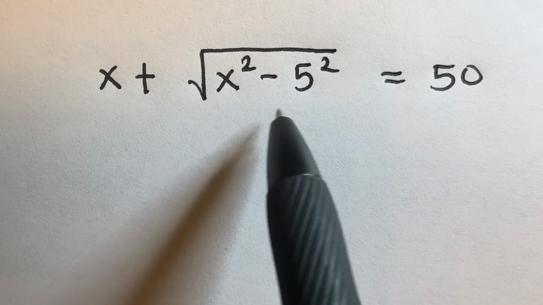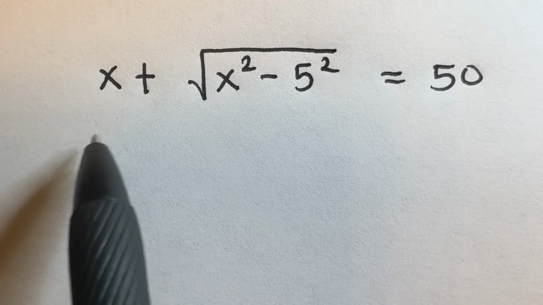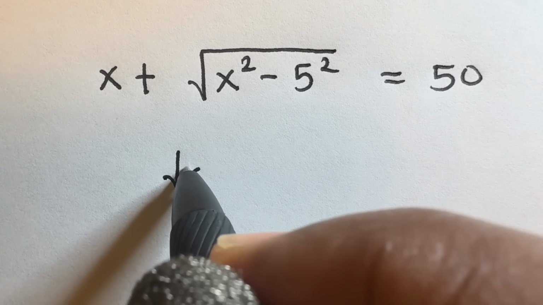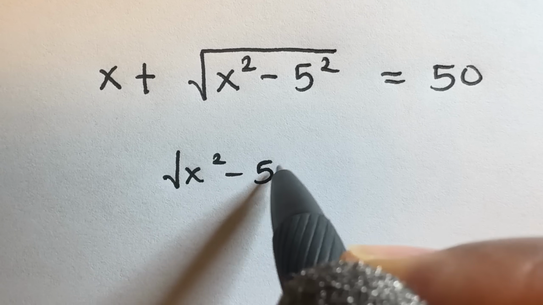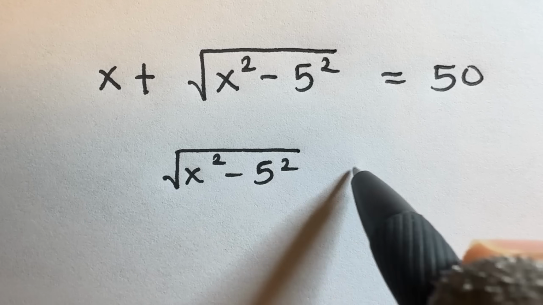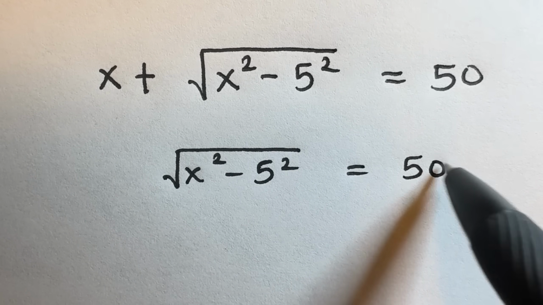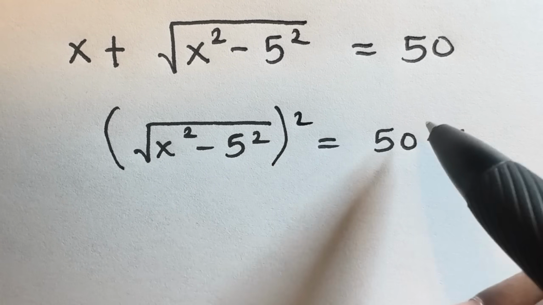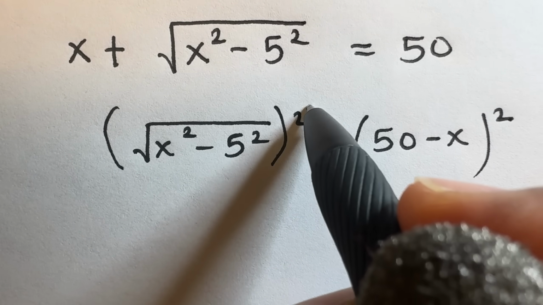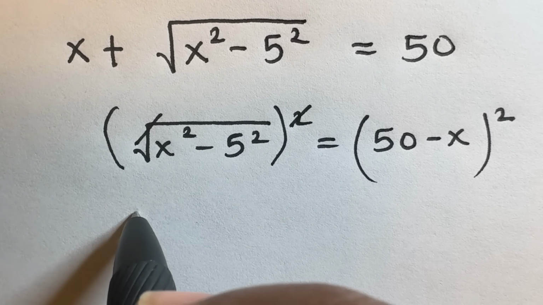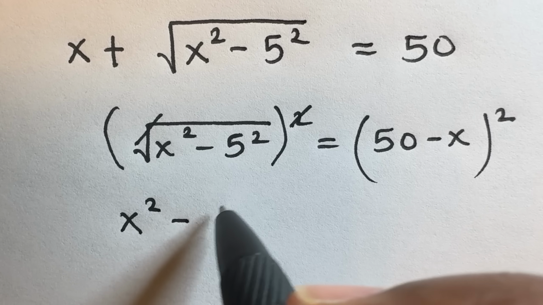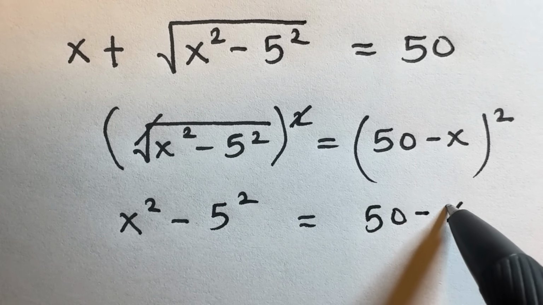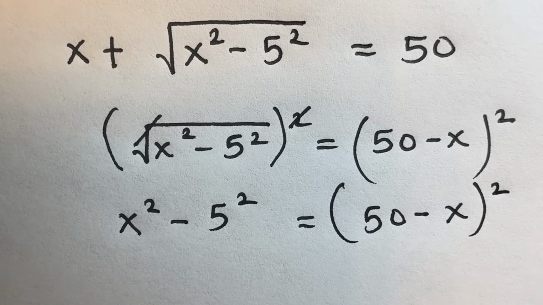Let us isolate this radical by pushing every other thing to the other side. This will give us square root of x squared minus 5 squared equal to 50 minus x. Now from here, I'll square both sides so that this here takes care of this, leaving us with x squared minus 5 squared is equal to 50 minus x raised to power 2.